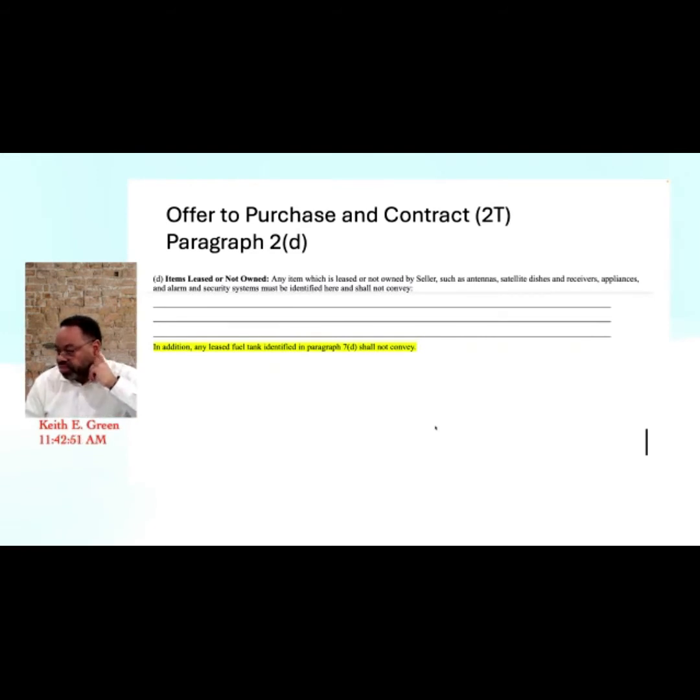And underneath that, where you can write in what are some of the lease to own items that may or may not go or may not stay with the property. They wanted to add in there lease fuel tanks, and then we're going to identify those fuel tanks in paragraph 7D, but wanted to have you understand that they do not convey. And yes, we still have houses that have underground tanks.